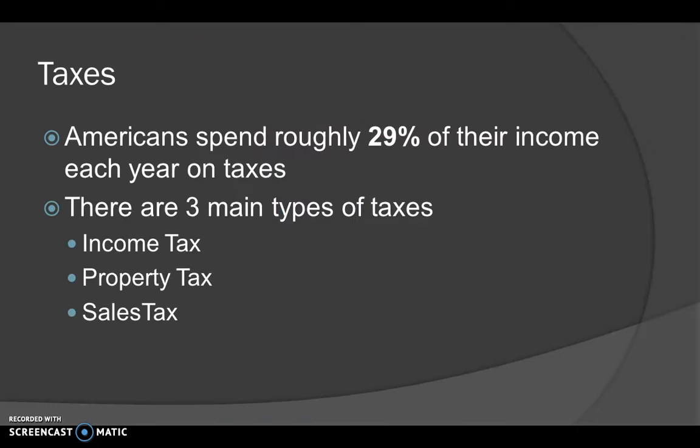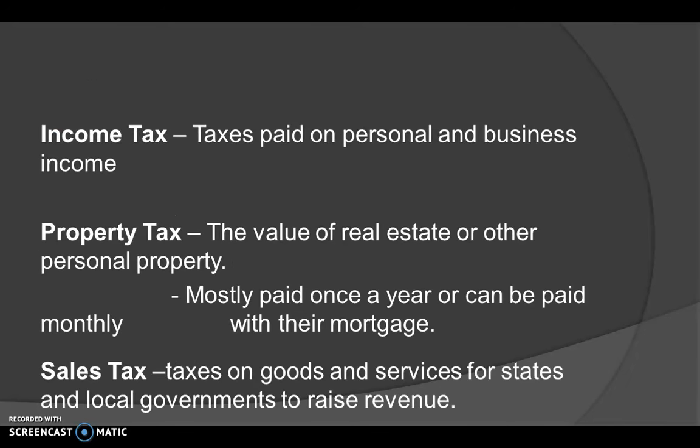Now we're going to talk about taxes. Americans spend roughly 29% of their income each year on taxes. There are 3 main types of taxes. You have income tax, property tax, and sales tax. The first kind of tax we're going to talk about is income tax. Income tax is taxes paid on personal and business income. Once you're old enough to start working, a portion of your paycheck is going to get taken out to pay for various government programs.